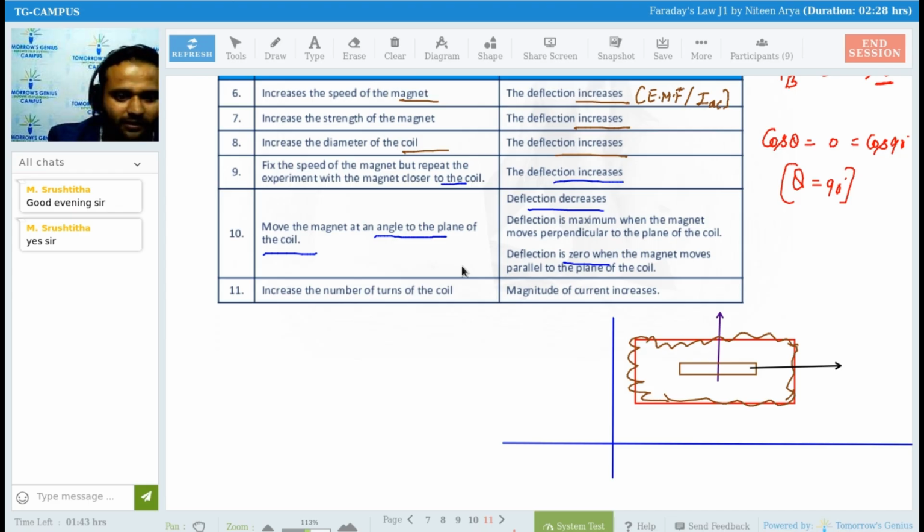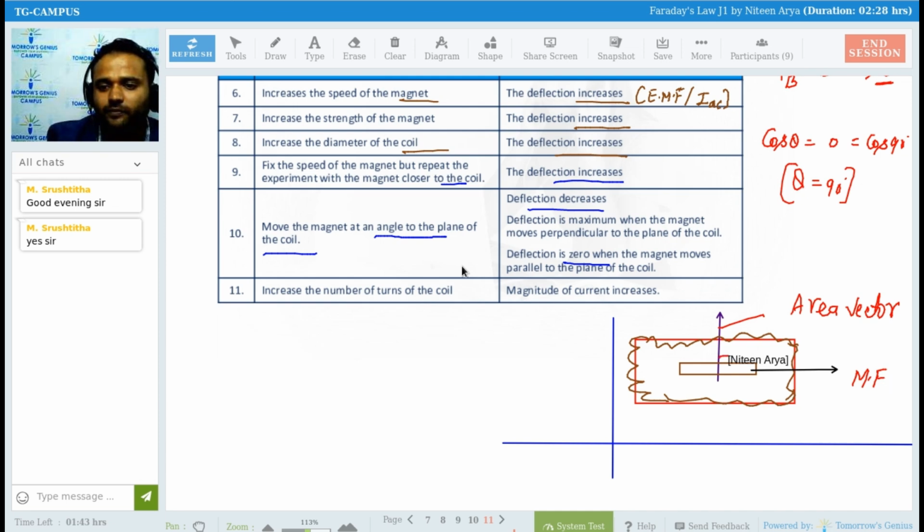It is kept at an angle. Beta, that is what I am stating here. Wait for a while. This is your area vector direction, right? Area vector, or you can say normal to the area, and that is your magnetic field. So here you can see the angle between these two is 90 degrees. Okay. Did you get your answer? This particular condition is minimum, 0.